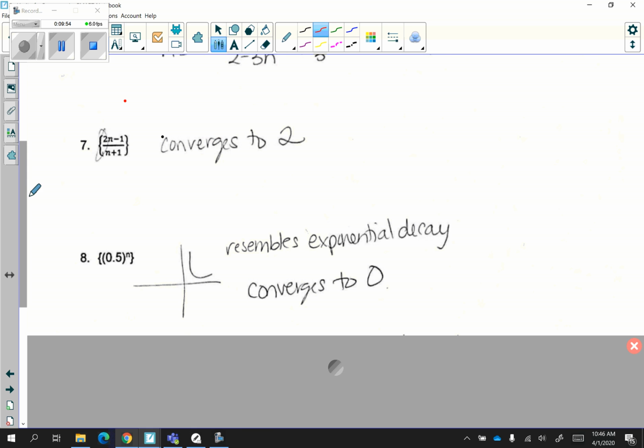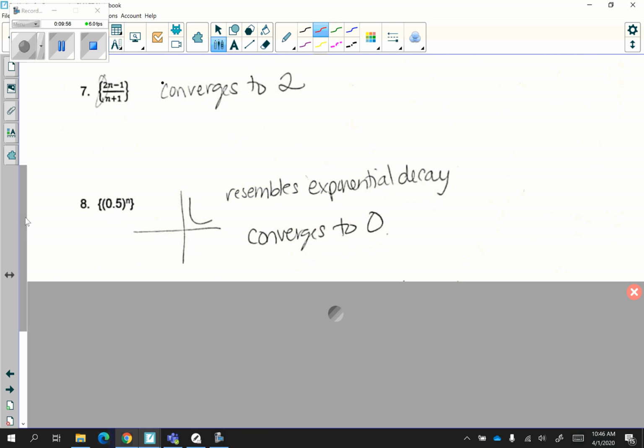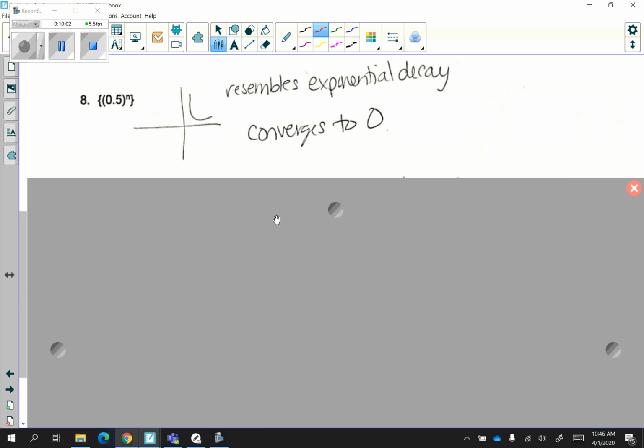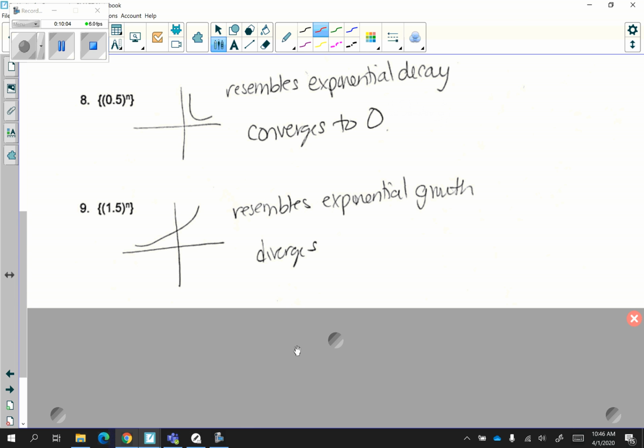Number 8, 0.5 to the n, that resembles exponential decay, so it's converging to 0. I drew a little bit of a graph to show you as well. Number 9, that resembles exponential growth, so therefore the limit does not exist or goes to infinity, so therefore it diverges.